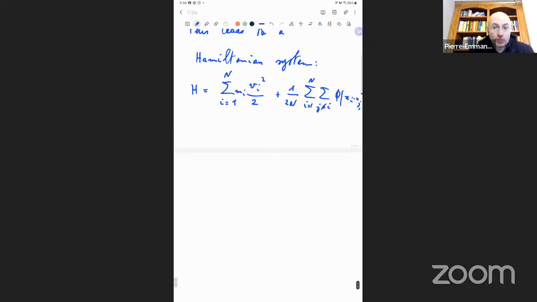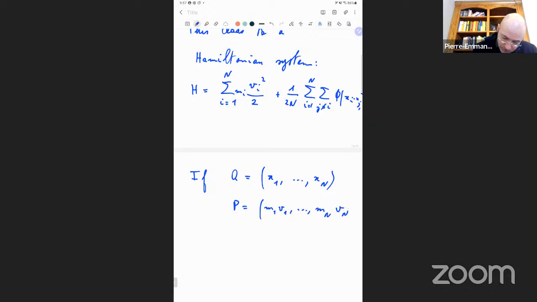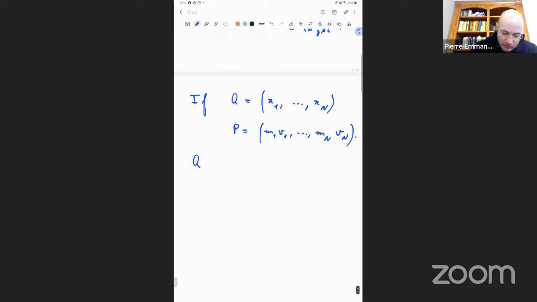And the equations follow from this system. Right. So if I list all the positions in a big vector Q, and I list all the velocities. Actually, let's put the momentum in a big vector P. I have that Q dot is the gradient of H with respect to P.